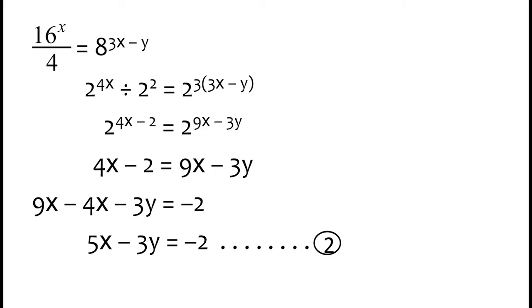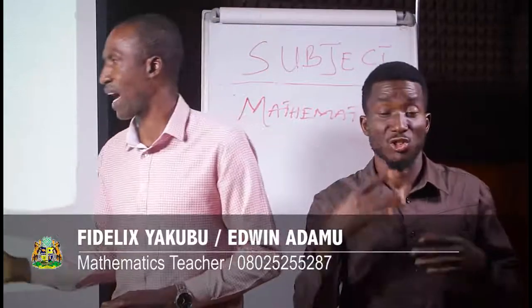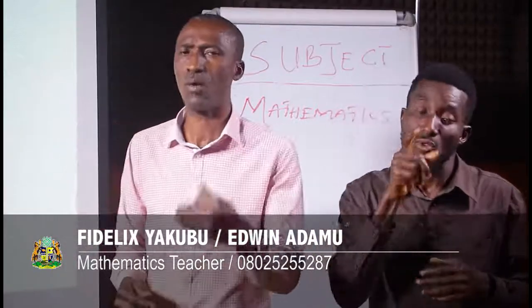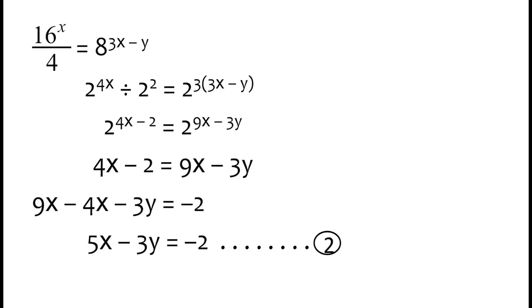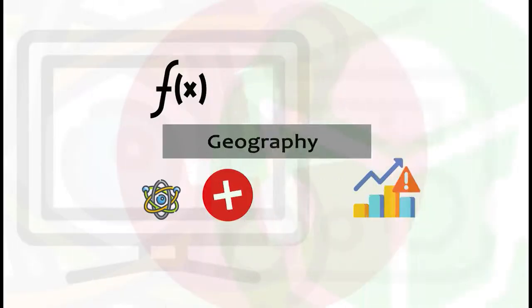Now, 9x minus 4x, the answer is 5x. Just like you have 9 oranges and you are asked to take away 4 oranges, you'll be left with 5 oranges. Then minus 3y equals minus 2. And I name it equation 2.